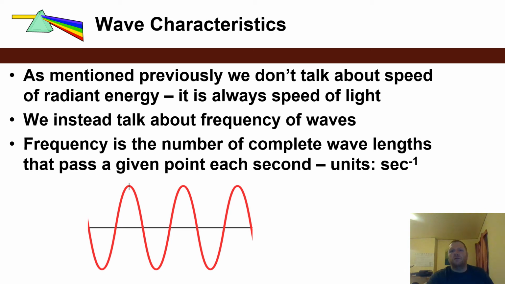Now, as we mentioned previously, when we talk about wave-like characteristics of something, we don't talk about the speed of radiant energy. It's always the speed of light. Instead, we talk about the frequency of waves. And we previously concluded that the higher the frequency, the shorter the wavelength. We were talking about wavelengths of light. Shorter wavelength, something like violet, compared to red, which was a much longer wavelength. And so we saw these connections between wavelengths and frequencies.